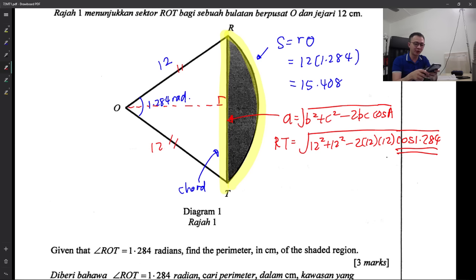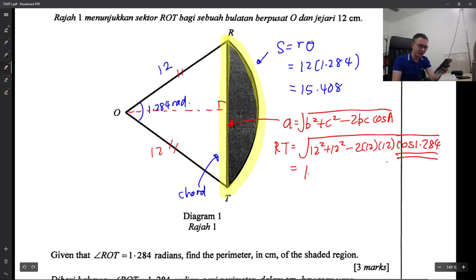Minus 2 times 12 times 12 times cos 1.284. Then I square root my answer. I get my RT will be 14.371.